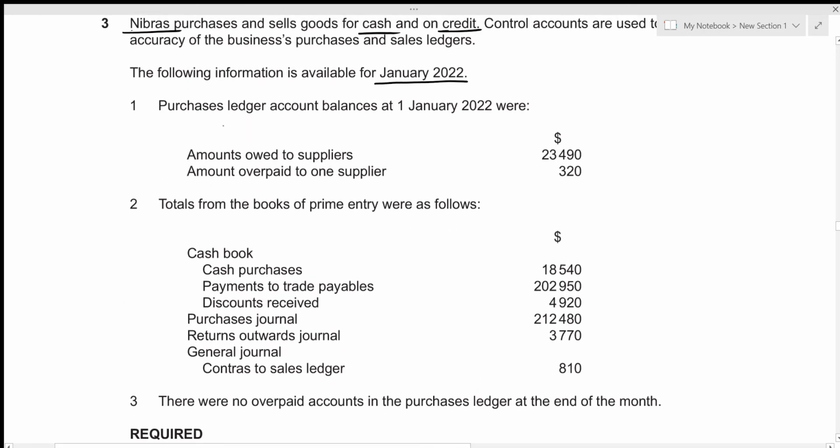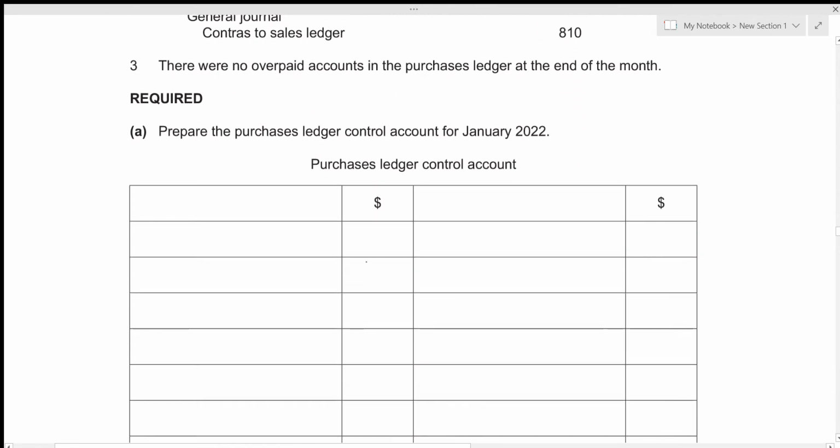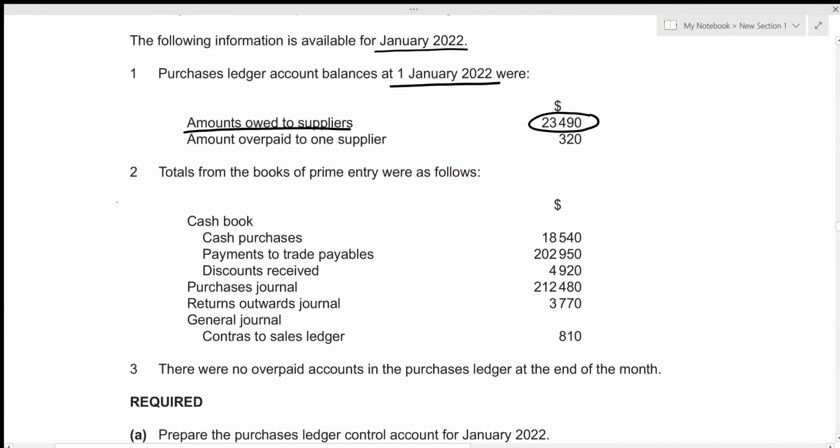Alright, so we are given that the purchases ledger account balances on 1st January 2022 were amounts owed to suppliers. So this is the opening balance on the purchase ledger control account that needs to be recorded on our credit side. And this amounted to 23,490. Let's record this as our opening balance, which we can write down as balance brought down, amounting to 23,490.